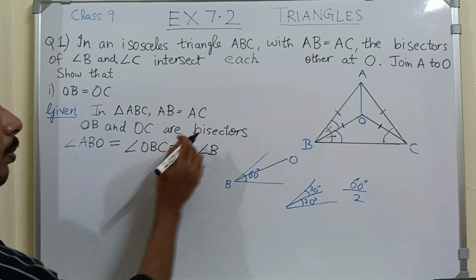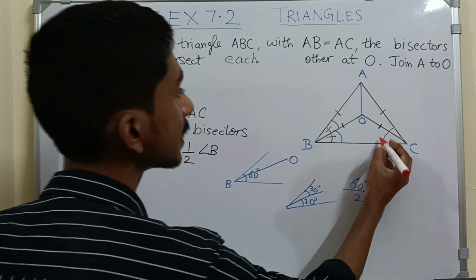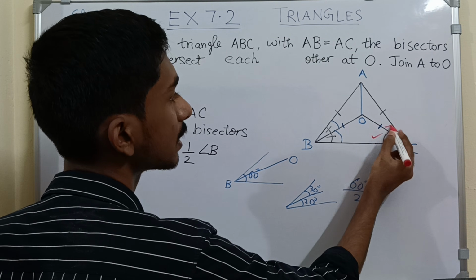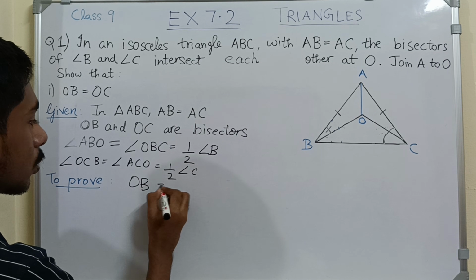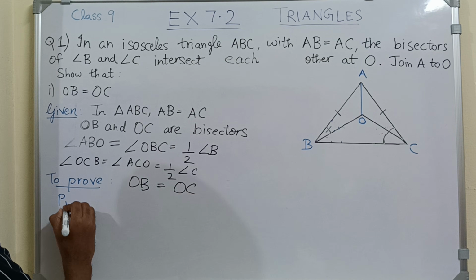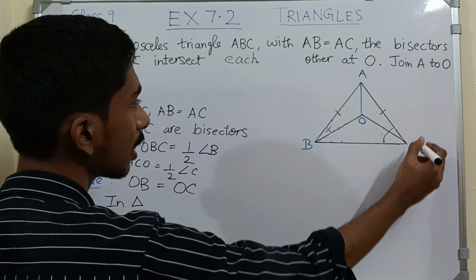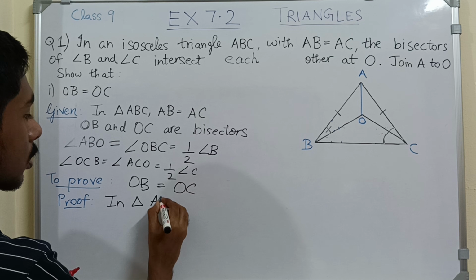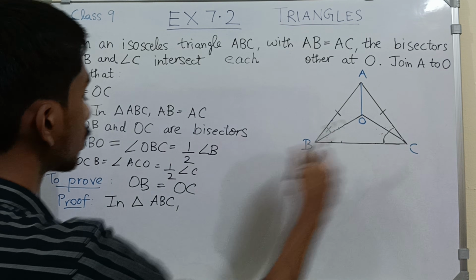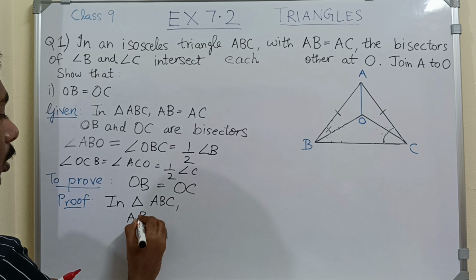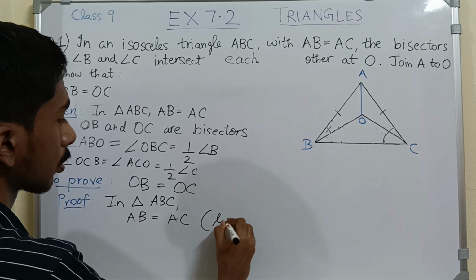So we can write from OC bisector also, and now we can write for this same part, this angle is equal to this angle. What we have to prove? We have to prove OB is equal to OC. So let's start the proof. So in this triangle ABC, it is given AB is equal to AC. This side is equal to this side. Given.